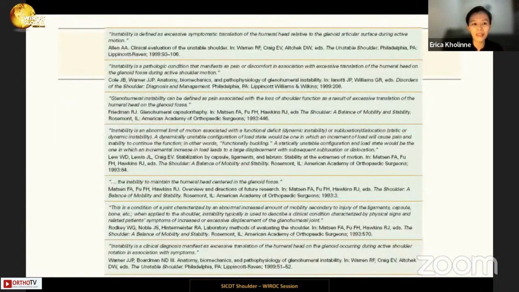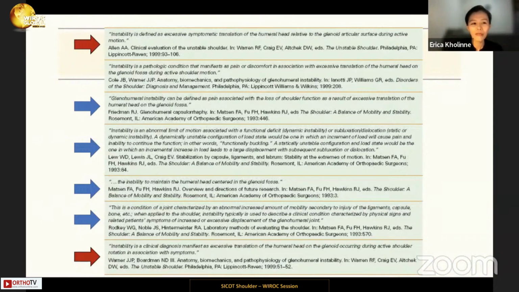For example, let's take a look at this. Different authors define instability in different ways, even in the same textbook. The blue arrow represents the textbook from Dr. Matsen, but at least we can see 4 different definitions of glenohumeral instability. And here is the other textbook by Dr. Warren, same publisher, but 2 different instability definitions.